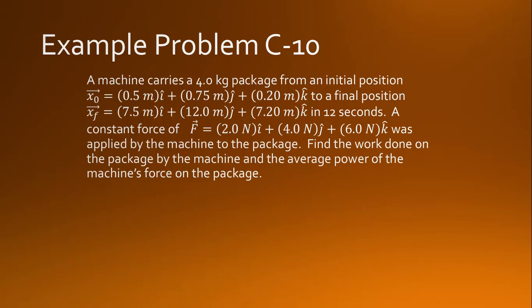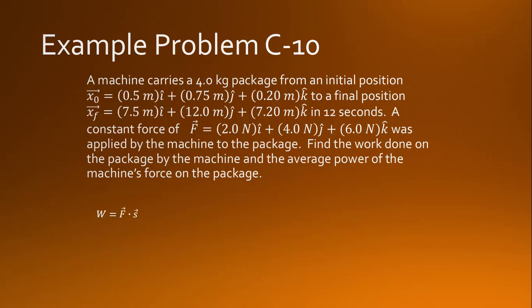The last problem that I want to do, this one's a pretty straightforward one, I want to do one that's a little bit more complicated. Say we have a machine that's going to lift a 4 kilogram package from an initial position, 0.5 i hat, 0.75 j hat, plus 0.2 k hat, to a final position 7.5 i hat, 12 j hat, 7.2 k hat in 12 seconds. And a constant force of 2 i hat plus 4 j hat plus 6 k hat newtons was applied by the machine to the package. I want to find the work done on the package by the machine and the average power of the machine's force on the package.